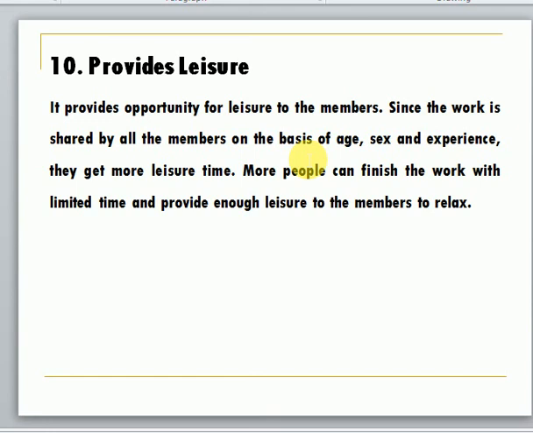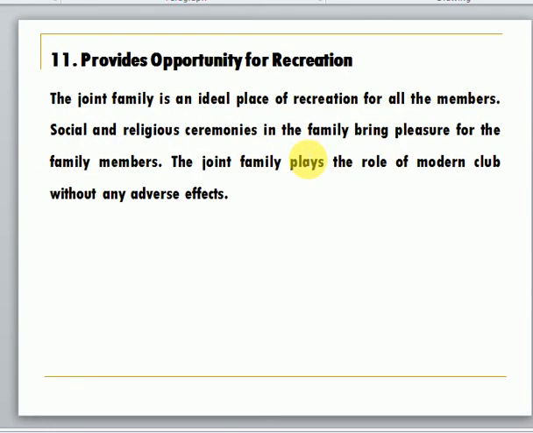It is possible only in a joint family, but it may not be possible elsewhere to provide opportunity for recreation. So it is the same as that. The joint family is an ideal place for recreation for all the members. Social and religious ceremonies in the family bring pleasure for the family members. The joint family plays the role of a modern club without any adverse effect.